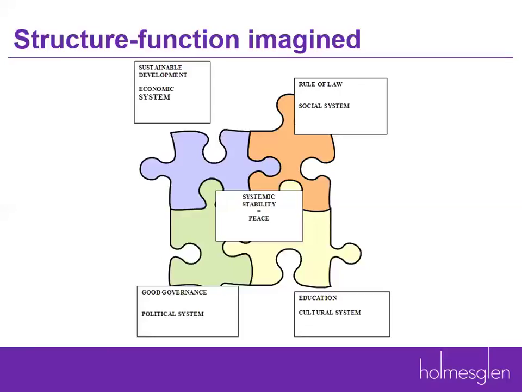So the rule of law is very important, and having sustainable development in all sorts of ways, particularly to do with the economic system. Now, if any one of those four fall over, then you can end up with a system the stability of which is at risk. And that can create problems for people's health.